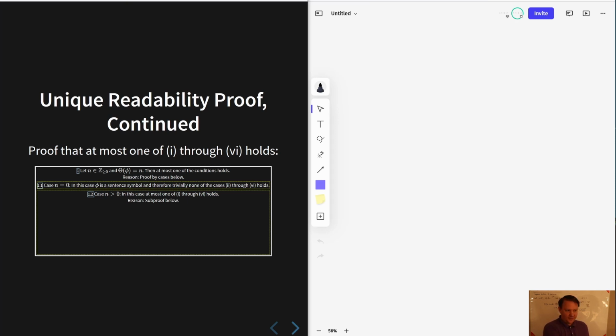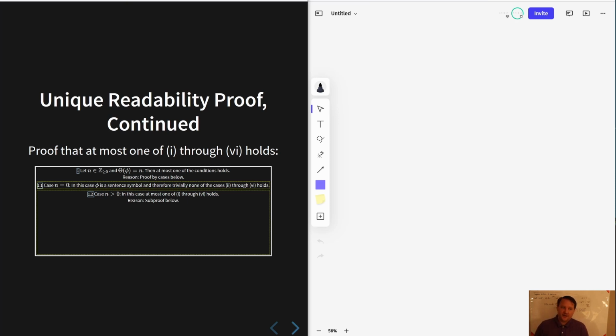Well, if that n is 0, that means phi is in Cent 0. Recall by definition, Cent 0 is just the sentence symbols, so that makes phi a sentence symbol. And then it satisfies clause 1 and not any of the others. If it is just a sentence symbol, it cannot be a negation because, for one thing, it doesn't lead with a negation, for instance, and so on. So there's that case where n is equal to 0.